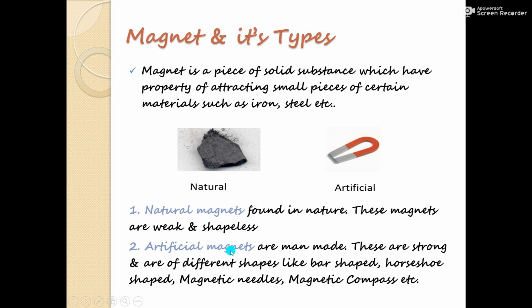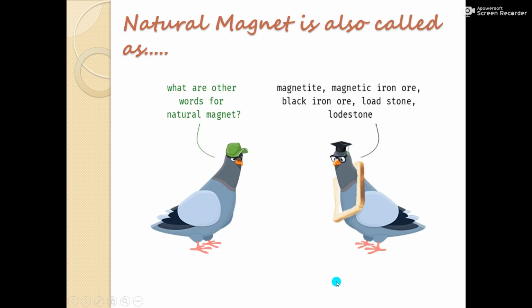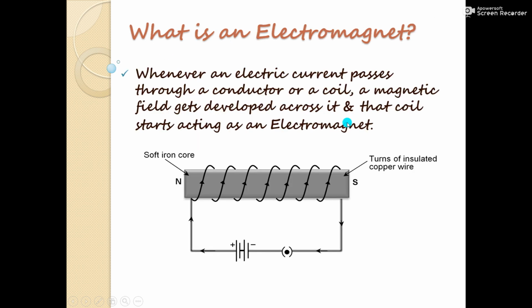Here you will see the artificial magnets, which are man-made. These are strong and are of different shapes like bar-shaped, horseshoe-shaped, magnetic needles and magnetic compass, etc. The natural magnet is also called magnetite, magnetic iron core, black iron ore, lodestone, etc.